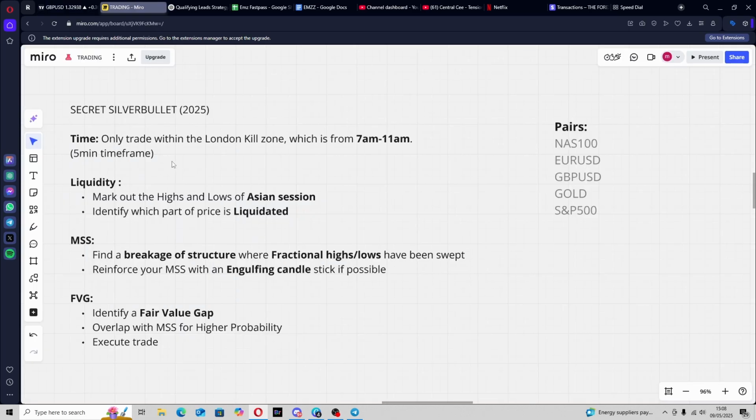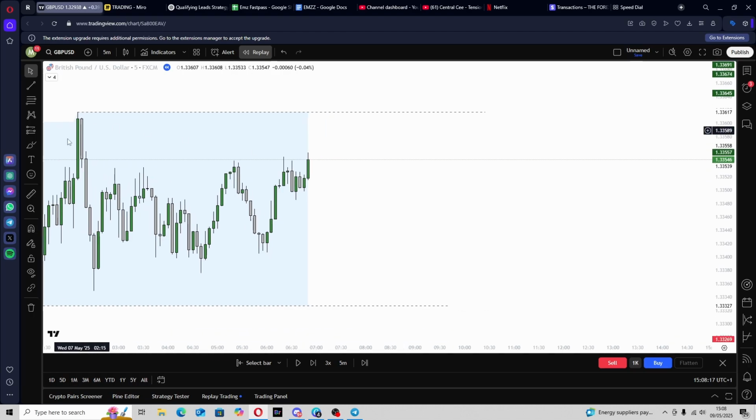As soon as we've done that, all we need to do is identify which part of price actually gets liquidated first. This means, is price going to do this type of movement right here where it goes up and sweeps the highs, or is price actually going to do the same type of movement but go towards the downside and sweep the lows? We're going to be finding out right here.